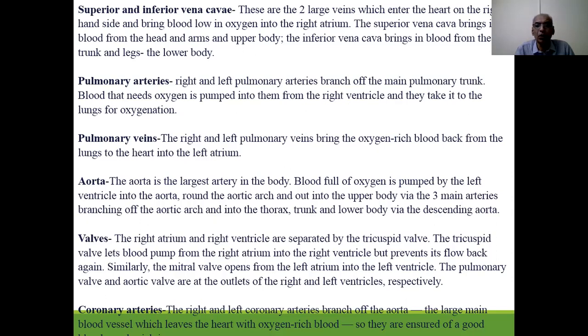There are valves in the heart. Between the right atrium and right ventricle there is a tricuspid valve. Then the mitral valve is between the left atrium and left ventricle. Also, there is a pulmonary valve and aortic valve at the origin of the right and left ventricles. Coronary arteries supply the blood to the heart.